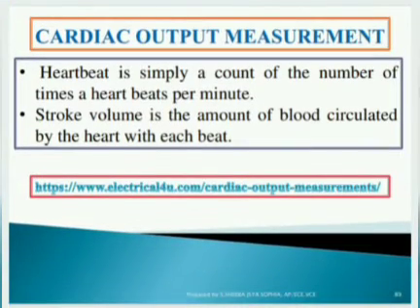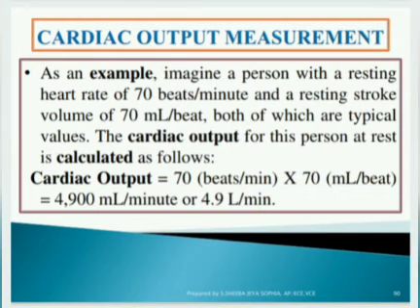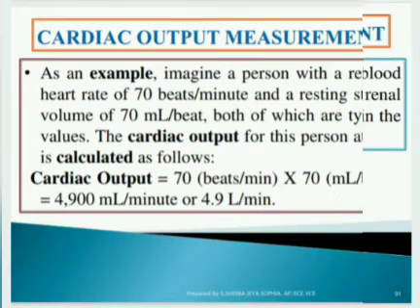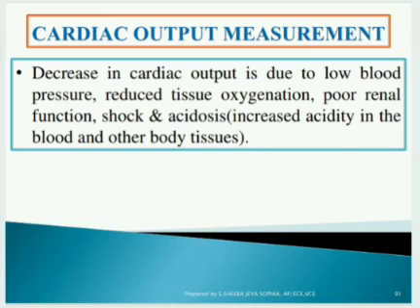SV is the stroke volume, HR is the heartbeat, that is heart rate. Stroke volume is the amount of blood circulated by the heart with each beat. Heartbeat is the count of the number of times the heart beats per minute. For example, if you take the stroke volume as 70 ml per beat and heartbeat as 70 beats per minute, then cardiac output will be 4900 ml per minute. Decrease in this cardiac output is due to low blood pressure, reduced tissue oxygenation, poor renal function, shock, and acidosis.